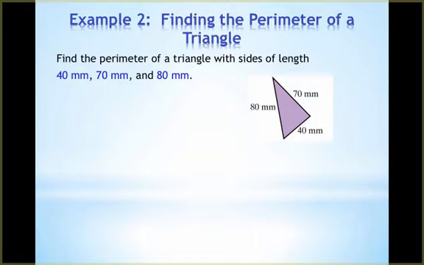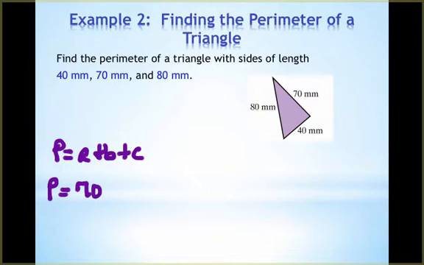Now we'll find the perimeter of a triangle. Well, remember that our formula is perimeter equals A plus B plus C when we're finding the perimeter of a triangle. So we're going to add 70 plus 80 plus 40. And if I do that, I get 190, and my units on that would be millimeters.